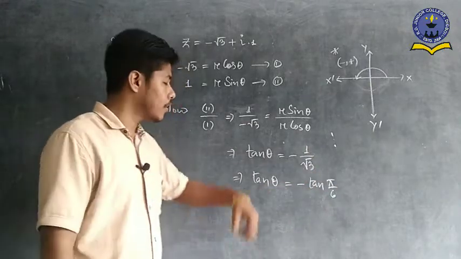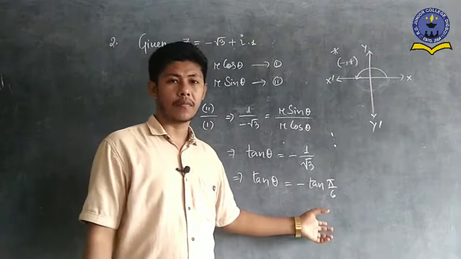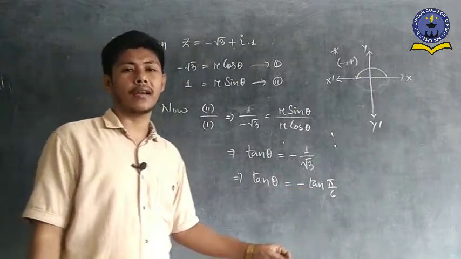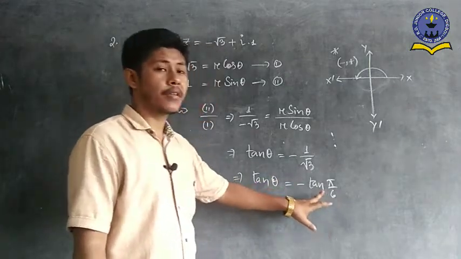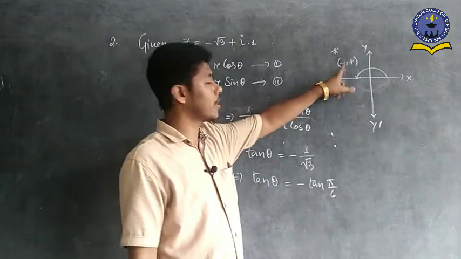Is it clear? So now after that we need the angle. How can we find the angle here? Let's see. Tan theta equals minus pi by 6 we get here. Now the angle we need is in the second quadrant.